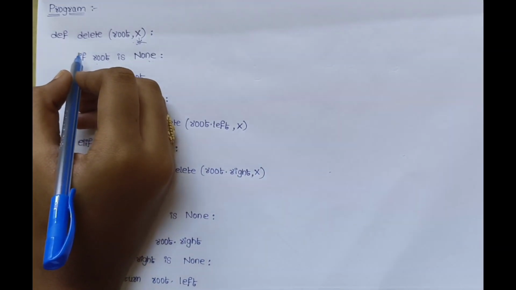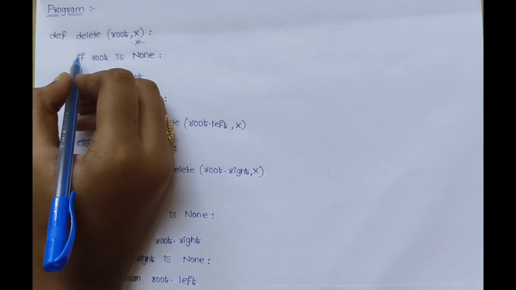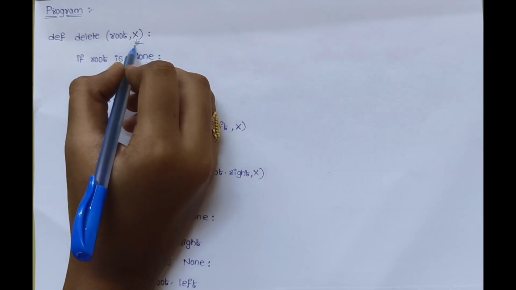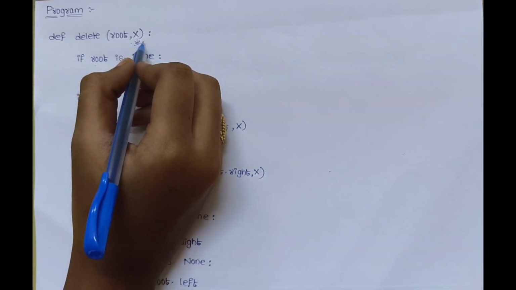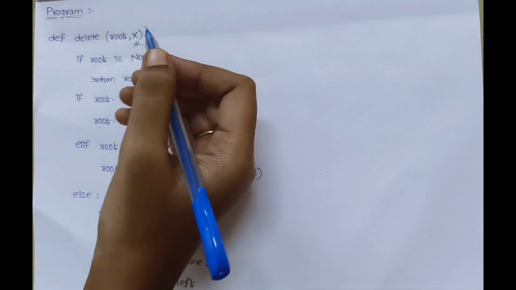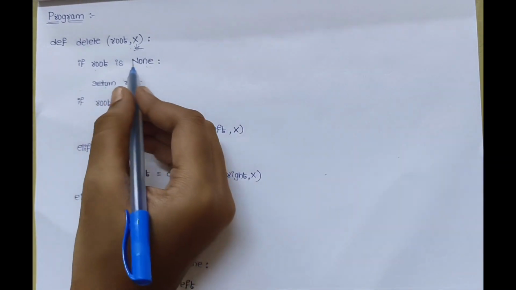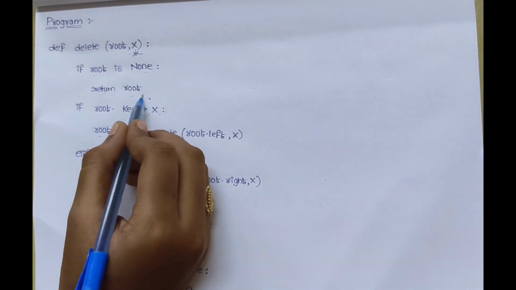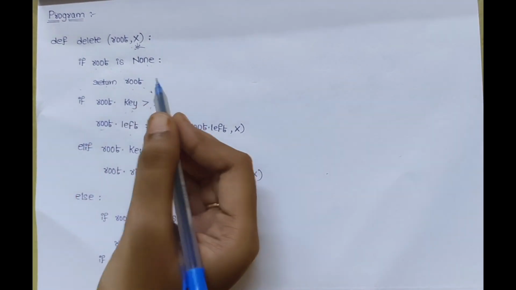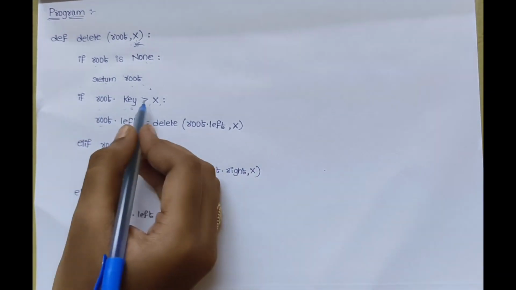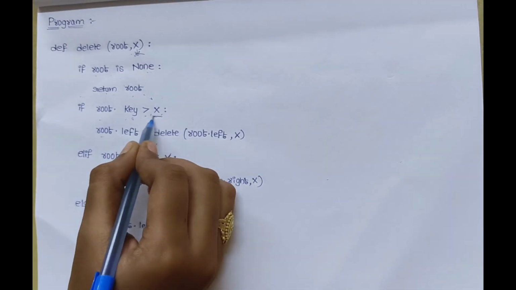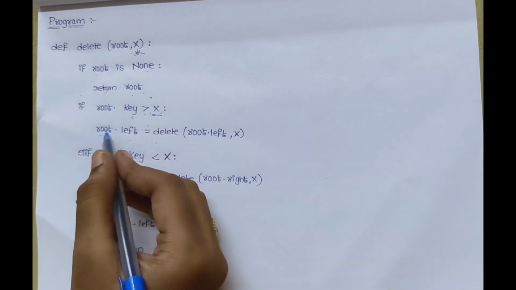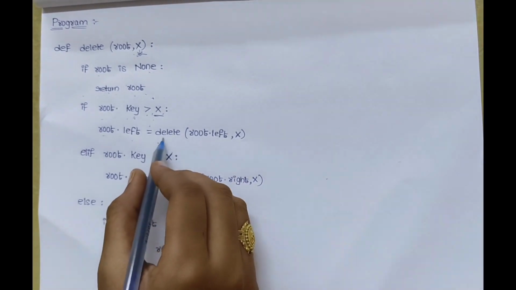This is the program for deletion in binary search tree. Here x is considered as the node to be deleted. We check if root is none, we have to return root directly. Otherwise we have to check if root key is greater than x, we have to move to the left subtree and delete the element.